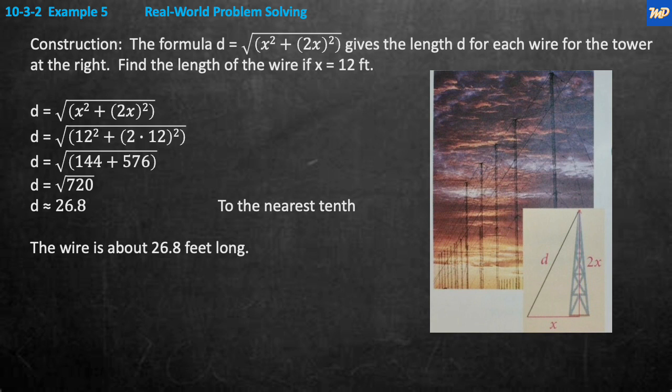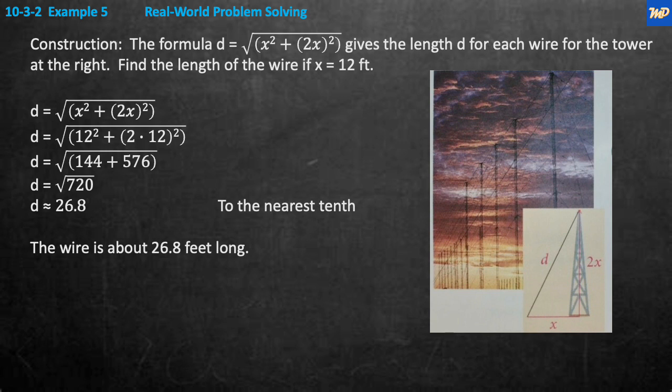I'm going to change that in the video. I don't have to change it now. It should have said to the right. Sorry about that. I'll change it when I post this. So it says find the length of the wire if x equals 12. So right now we're looking down here at this diagram on the right, not the left.